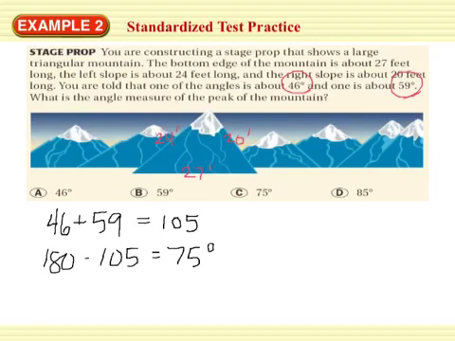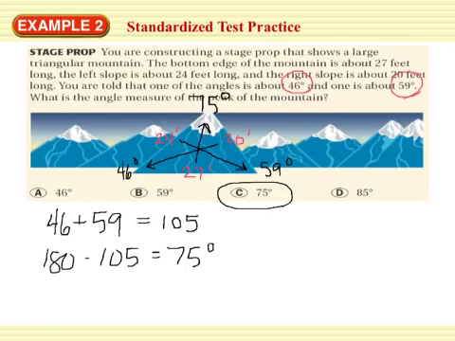So the biggest side gets the biggest angle. The next biggest side gets the next biggest angle. And the smallest side gets the smallest angle, which makes C the correct answer.